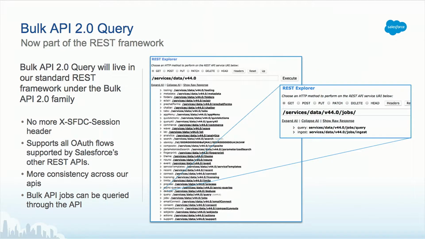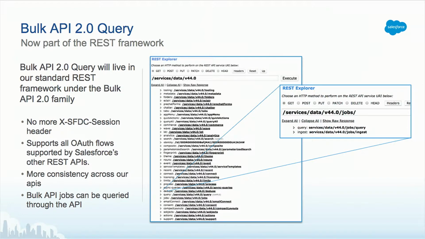On top of that, bulk query version 2 is part of our standard REST framework, kind of what I was talking about in that table. And with that comes a number of different things. First of all, no more X-SFDC-Session custom header for those that have used bulk version 1. If you haven't, it's fine, you don't have to deal with it. On top of that, we support all the standard OAuth flows and authentication that comes with all the other REST APIs. Also, if you've integrated with any of our other APIs, using bulk version 2 is going to be the exact same experience, which is cool. That consistency is going to be a great developer experience.